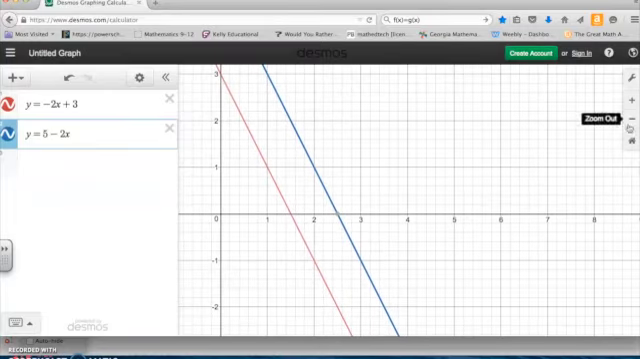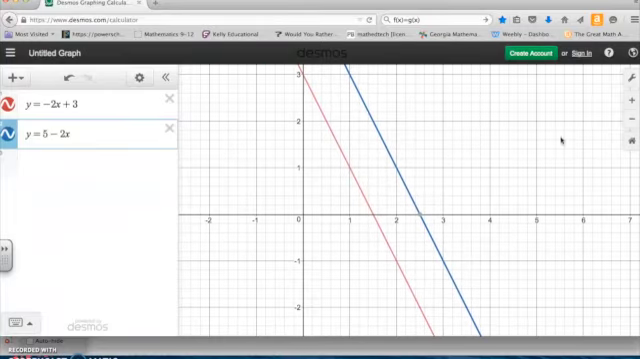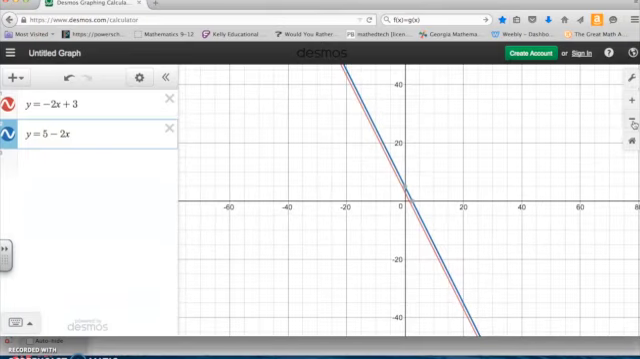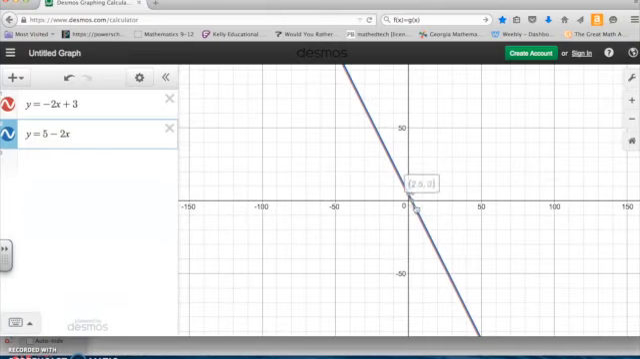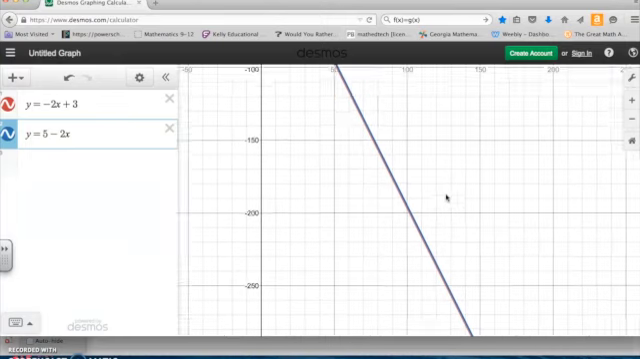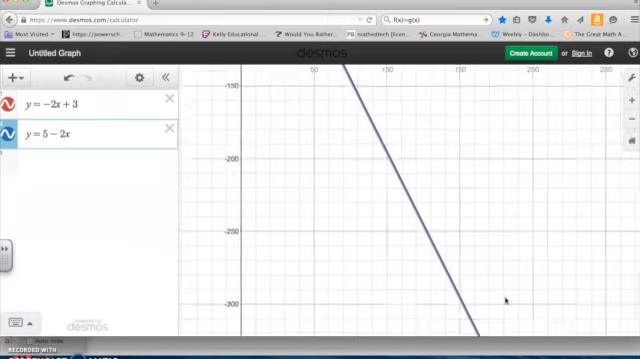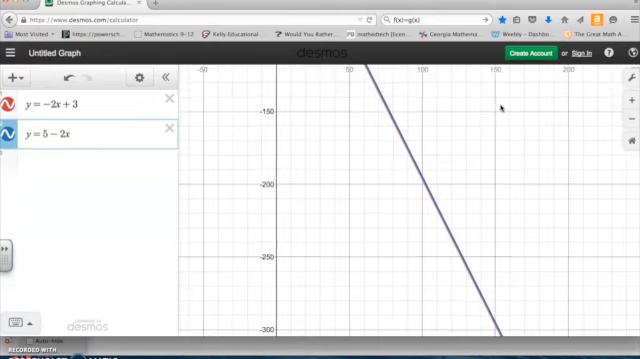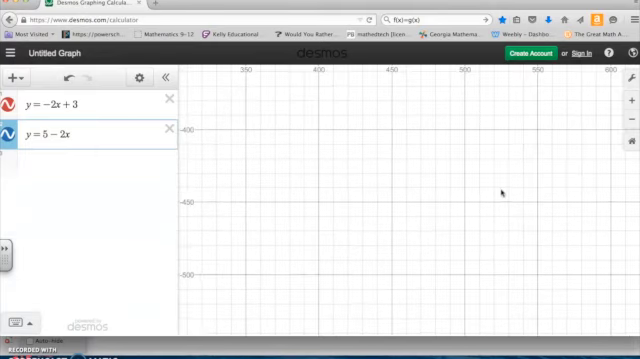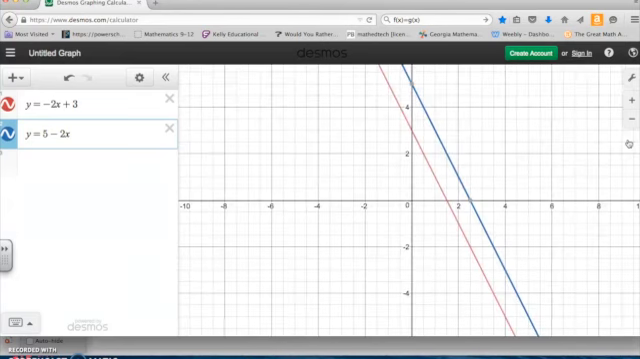So if we look at this, we can see that we do indeed have parallel lines. And you see, even if I zoom out really, really far, those lines are never going to cross. That blue line always stays to the right side, and that red line always stays to the left side. Now, if you ever get completely lost on your graph and have no idea where you are, you can always click this little home button, and it'll take you back to the main screen.